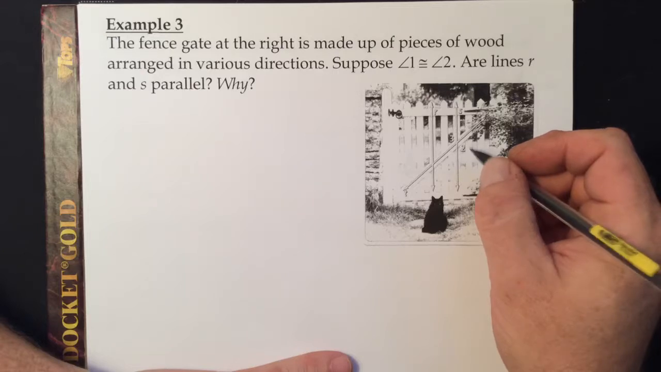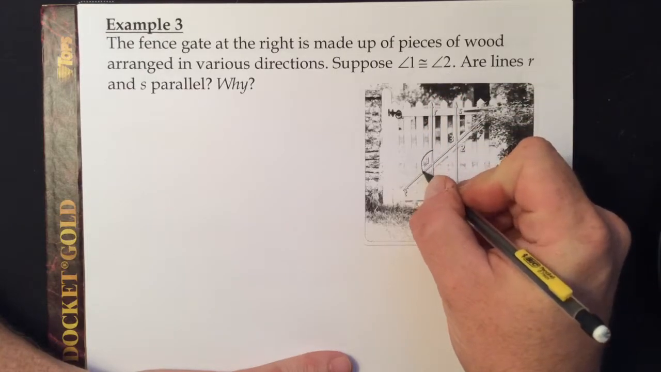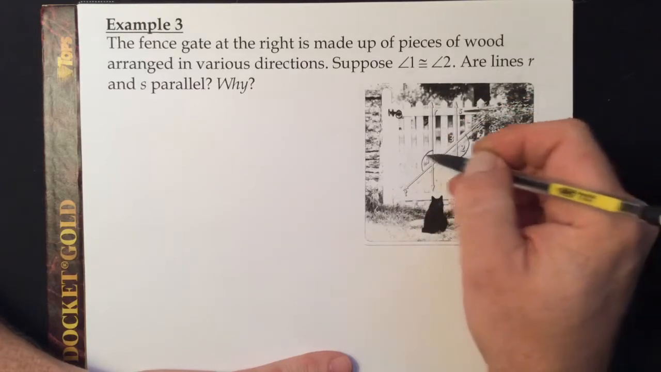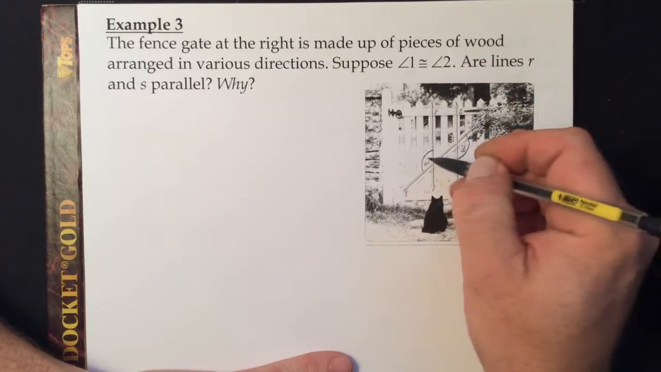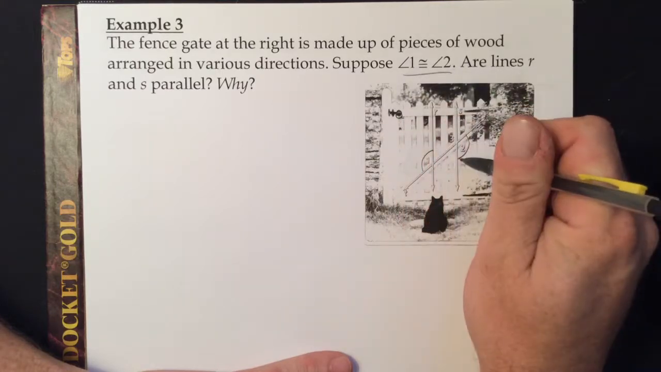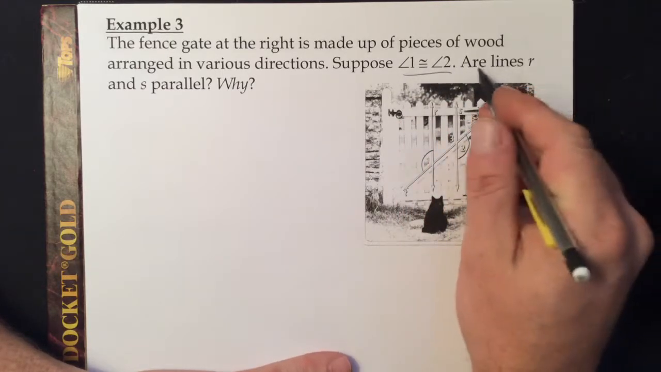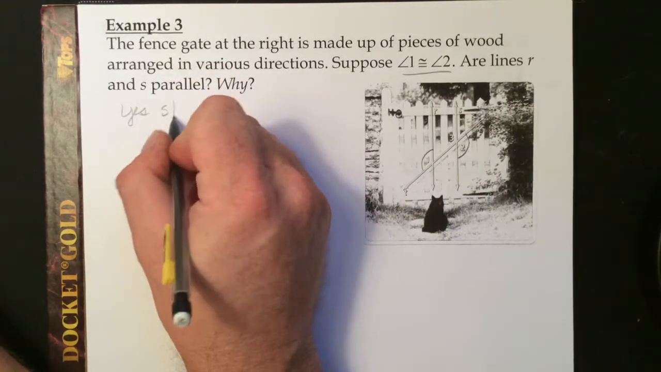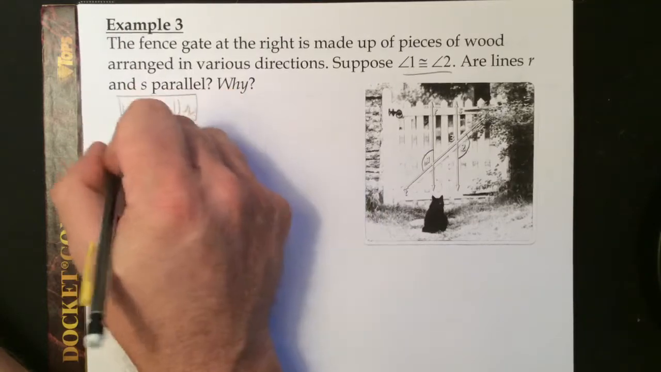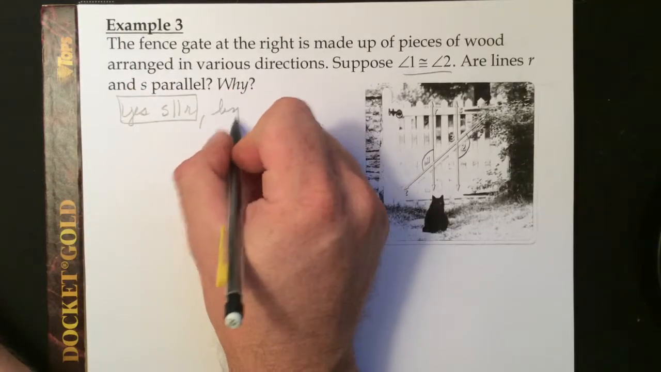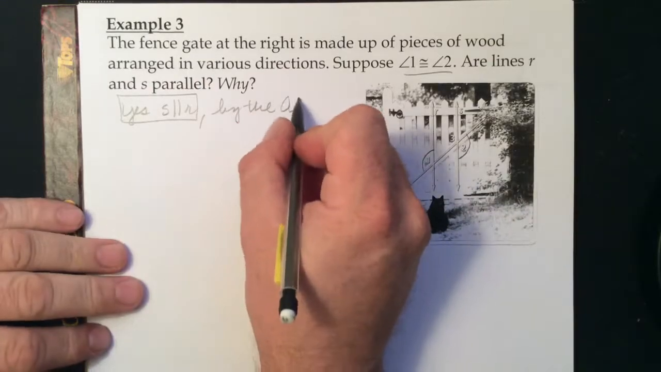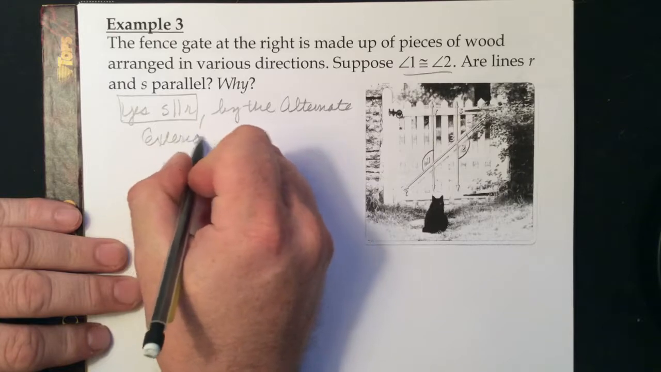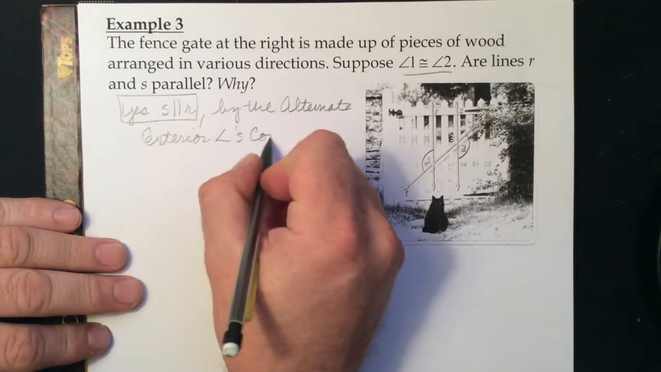So let's go ahead and mark our drawing. Angles 1 and 2 are congruent. That's angle 1 here and angle 2 here. Notice these two lines cut by the transversal. These must be alternate exterior angles. If alternate exterior angles are congruent, the two lines must be parallel. So are lines R and S parallel? Yes. S is parallel to R. Why? By the alternate exterior angles converse.